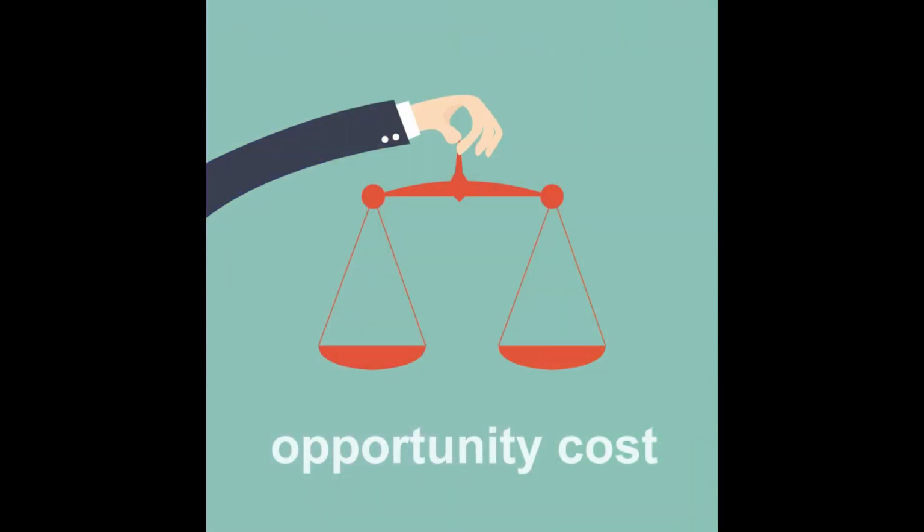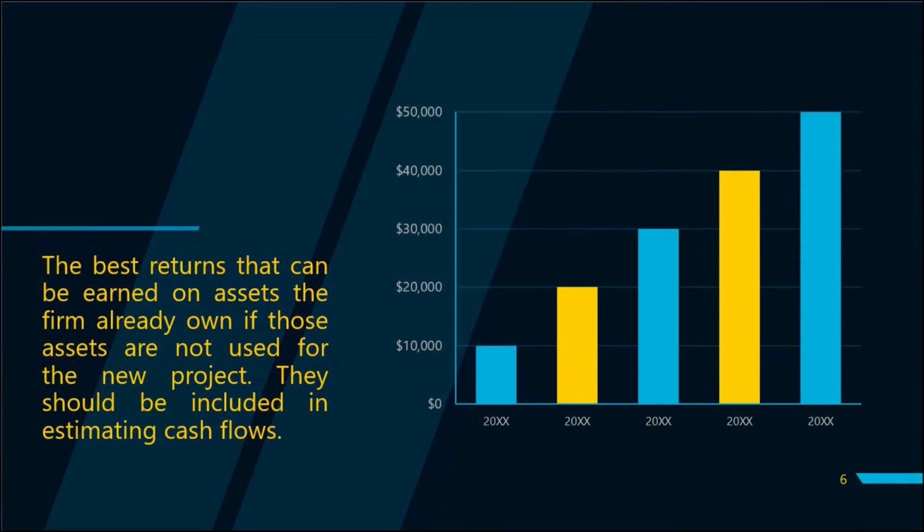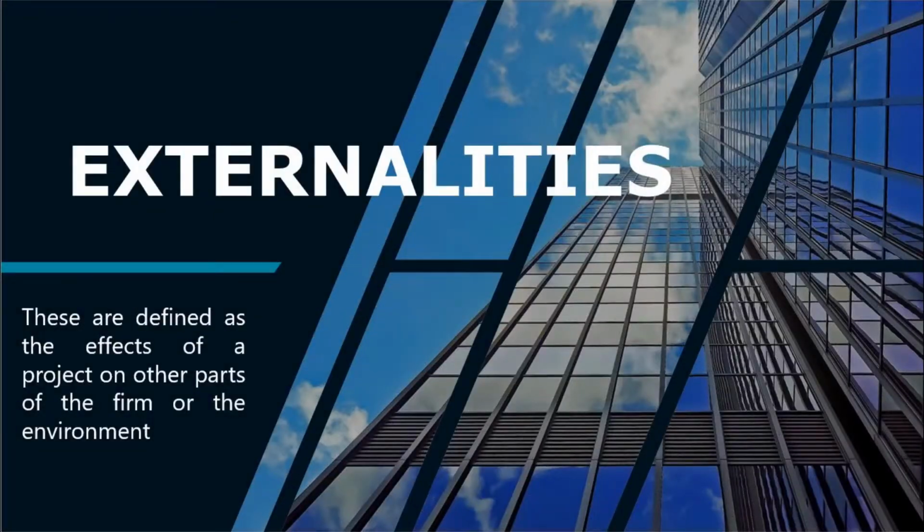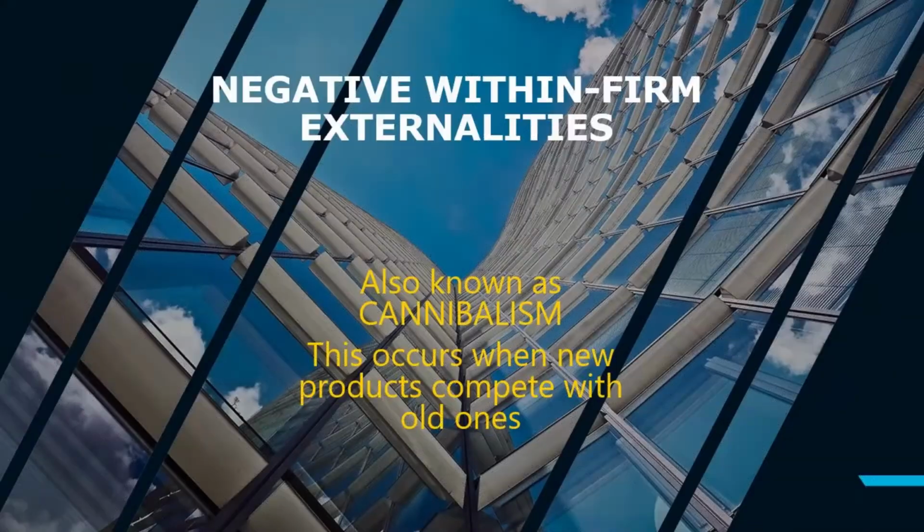The second to the last issue is opportunity cost, the best returns that can be earned on assets the firm already owns if those assets are not used for the new project. They should be included in estimating cash flows. And the last conceptual issue is externalities. These are defined as the effects of a project on other parts of the firm or the environment. There are 3 types of externalities.